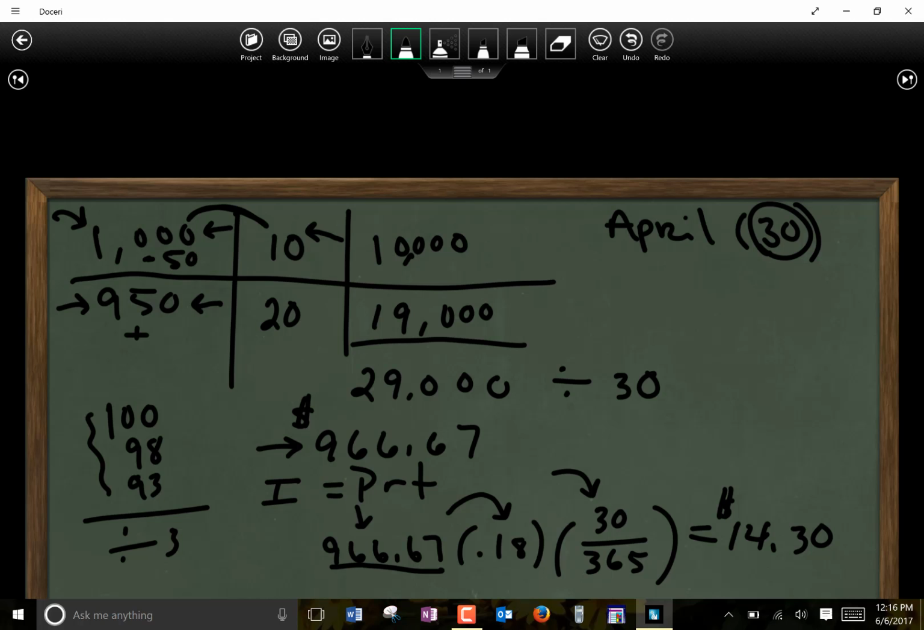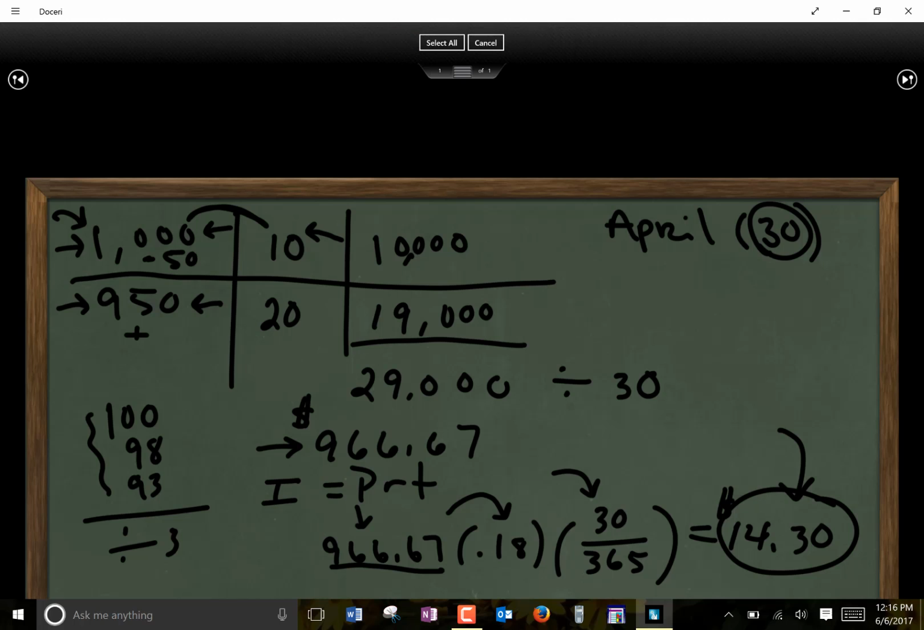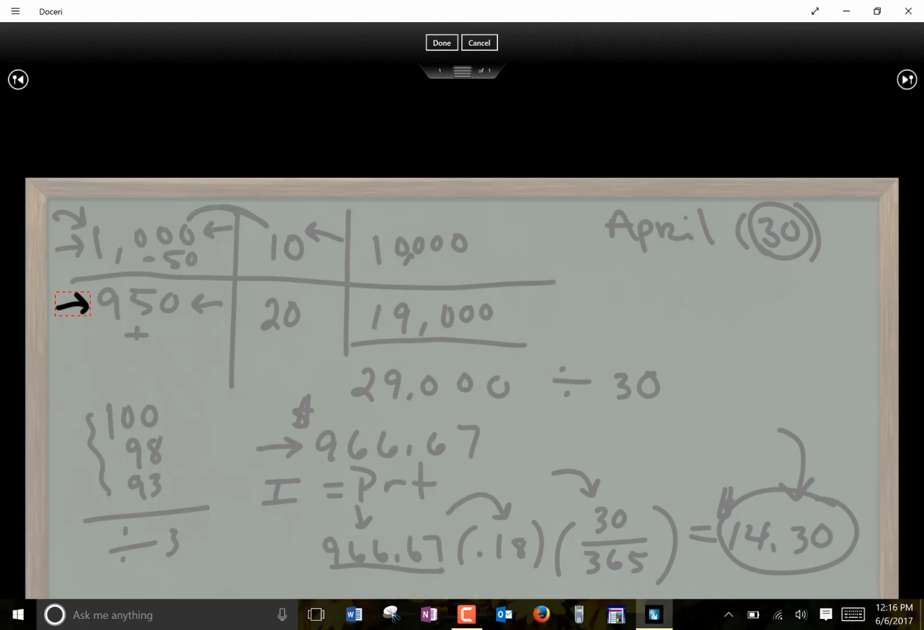Now keep in mind, this is the same problem we've done for the last two examples, and we've gotten a different interest each time. This is the amount of interest that we're going to have. Now, if I said, okay, what's the interest? That would be your answer. If I said to you, how much do you now owe on this credit card? If you go back up and you look, you owed $1,000 in the beginning. You made a payment of $50 and you owe $950 now.